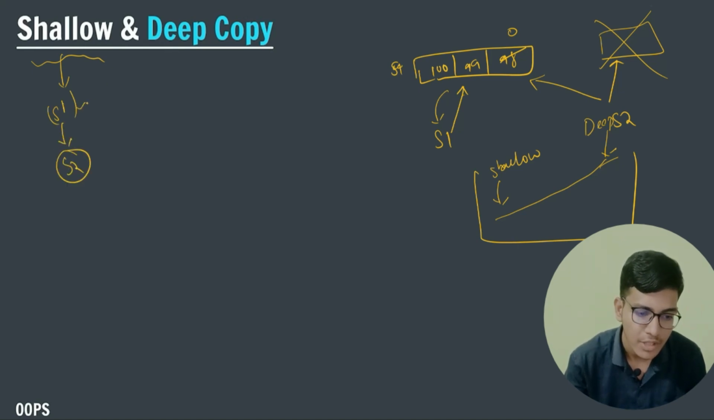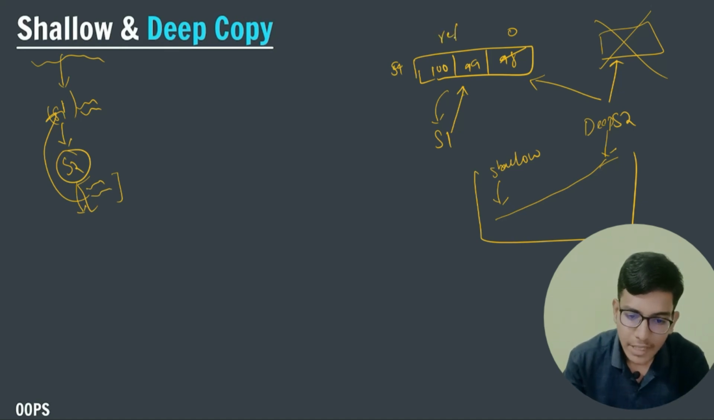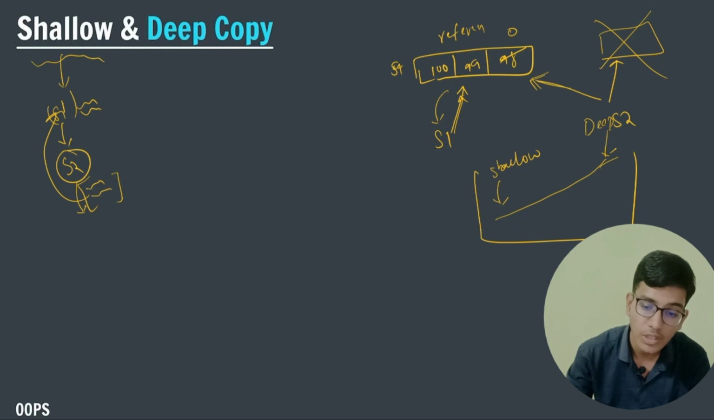After that I am changing some values of my s1. So when you call the properties of s2, the values also got changed. This is because of shallow copying. Whatever changes we make, this is the reference. So s1 will point to this array, and s2 will also point to this array only.